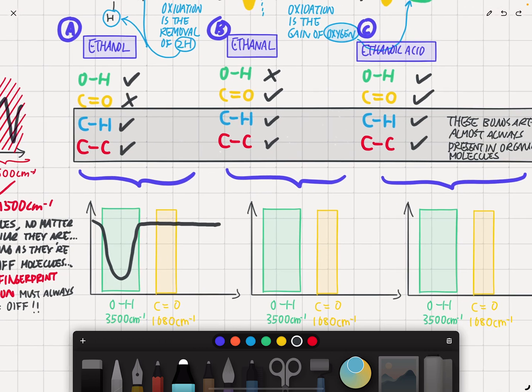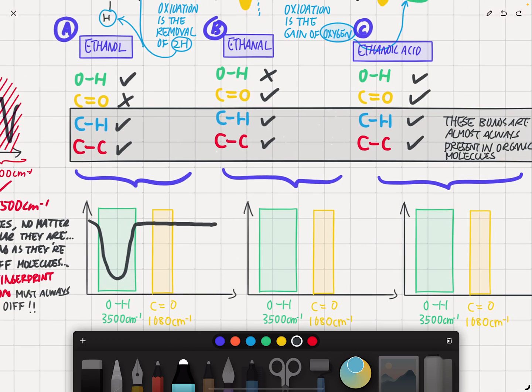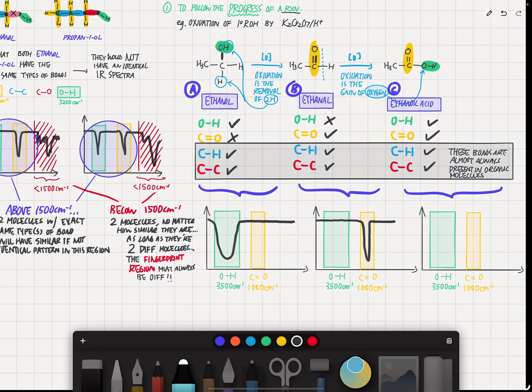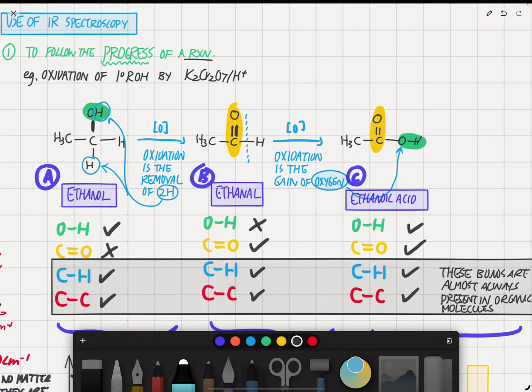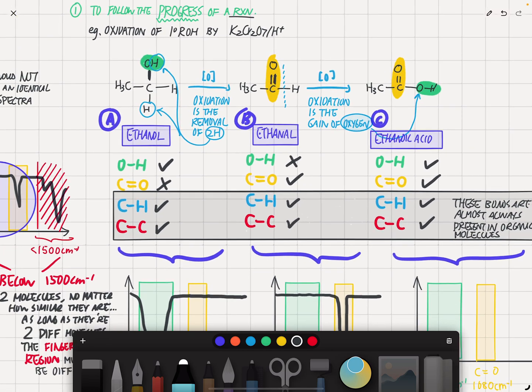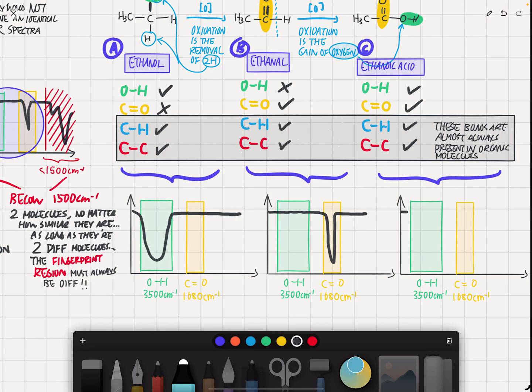So in the middle molecule, ethanol, we will not have the OH peak anymore. But then suddenly we will have a very sharp CO double bond peak. And finally, when the oxidation is complete, meaning ethanol is turned fully into ethanoic acid, then both the OH peak and the CO peak can be observed.